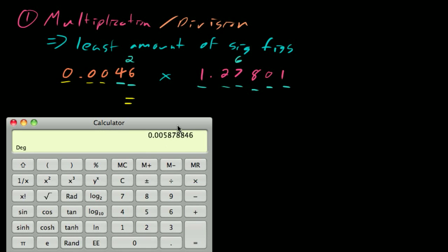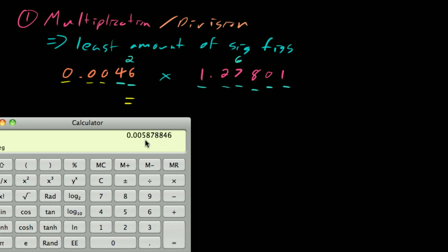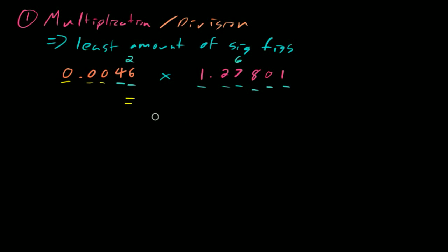So let me ask you this: what are we going to write down? We've got 0.00587. Are we going to write down 0.58, or should we round up? The answer is we should round this up, because this 7 is a 5 or above, so we're going to round up this other digit. So we're going to have 0.0059, and that's what we would write down.